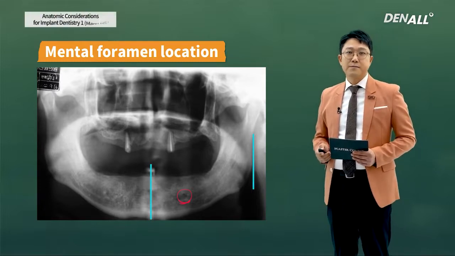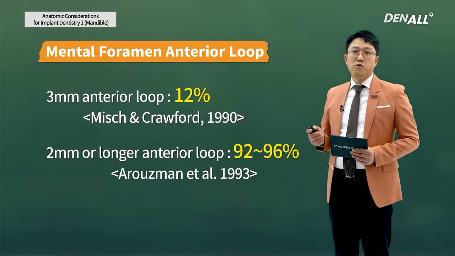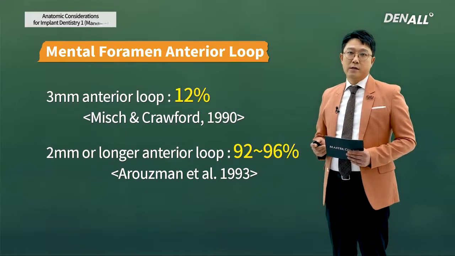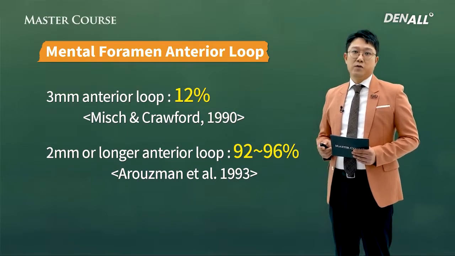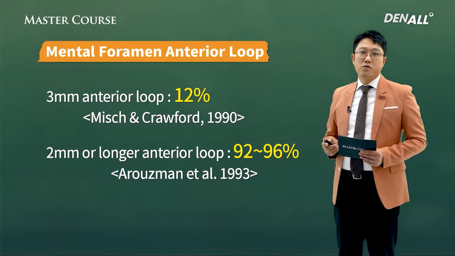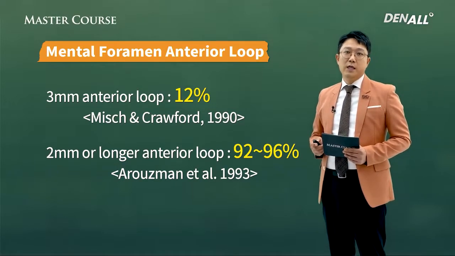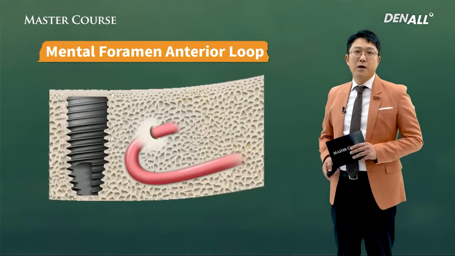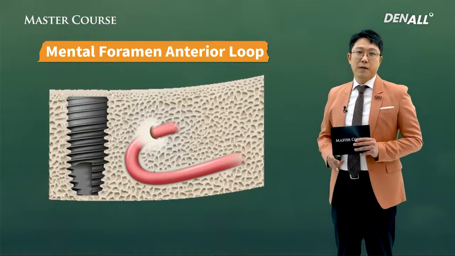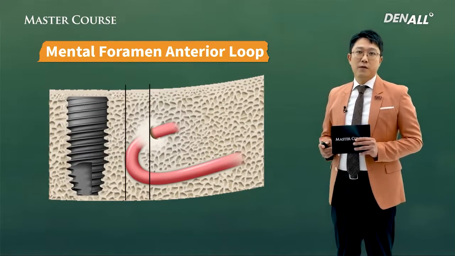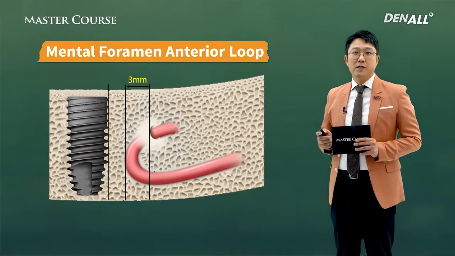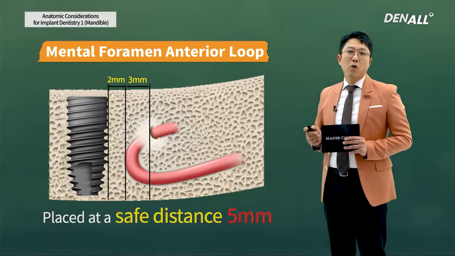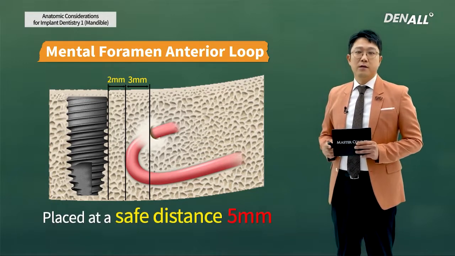The mental foramen has the anterior loop. According to Misch and Crawford, in 12% of the cases, the anterior loop is 3 mm long. According to Arousman, in 90 to 96% of the cases, the anterior loop is 2 mm or longer. So when you place an implant anterior to a mental foramen, the anterior loop is 3 mm and the safe space of 2 mm should be secured. Therefore, an implant needs to be placed at least 5 mm away from the foramen.